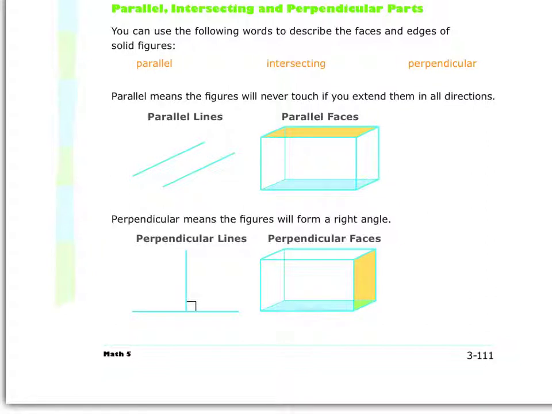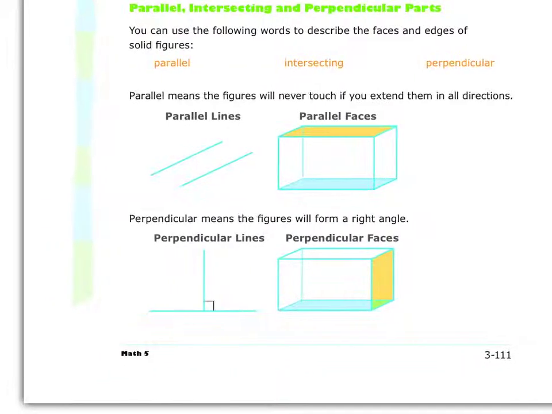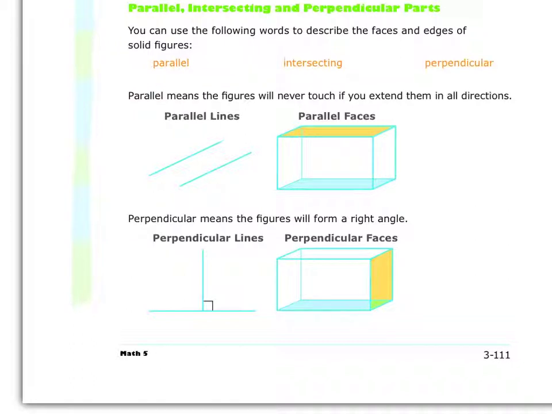Now, when we describe 3D shapes, we are no longer talking about lines. We are talking about edges and faces. Now, a face is the entire flat side. So a face is like a side. Okay, so now we've talked about parallel lines being the same distance apart. We can also talk about faces being the same distance apart. Here, this yellow face is parallel to this blue face.